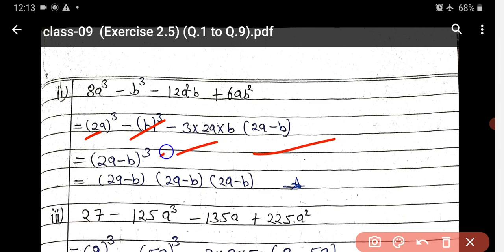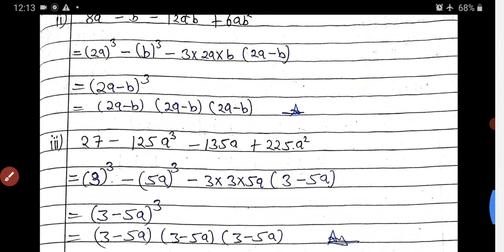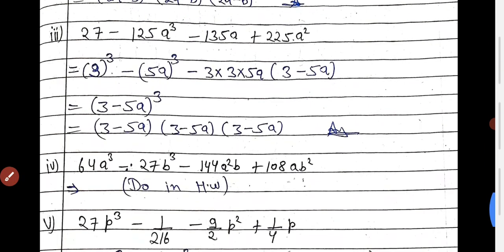Now just see a cube minus b cube minus 3 bracket a minus b. So write here a minus b whole cube. Whole cube means 3 times you have to write, and you will get your answer. So your answer is 2a minus b, 2a minus b, 2a minus b. Okay. Now just look at the third part also.